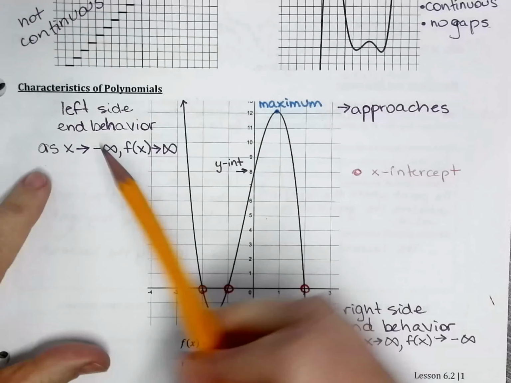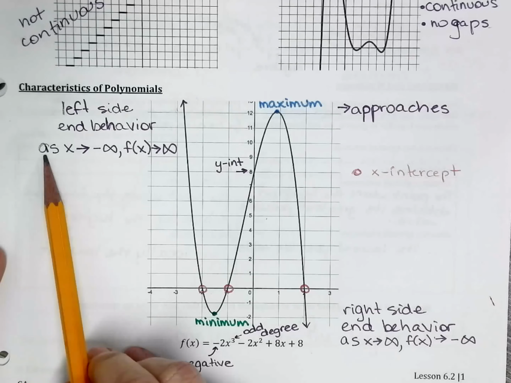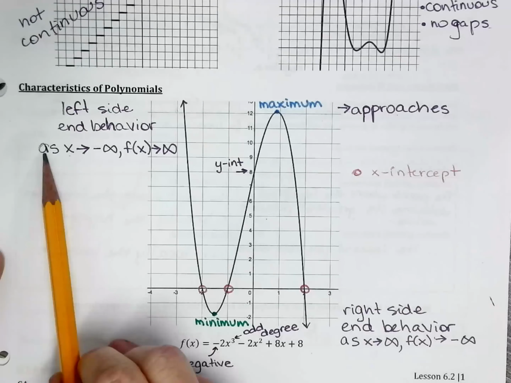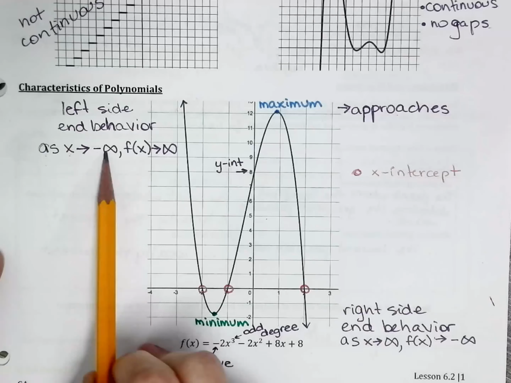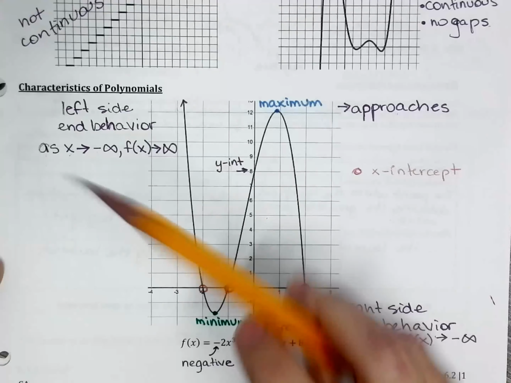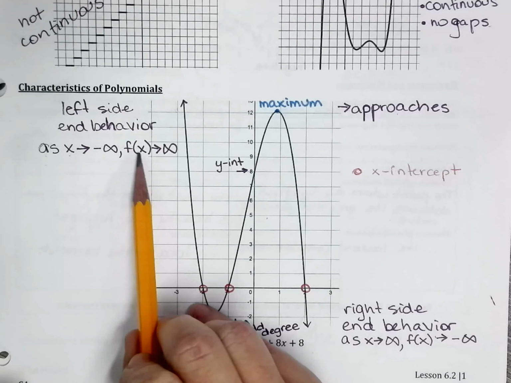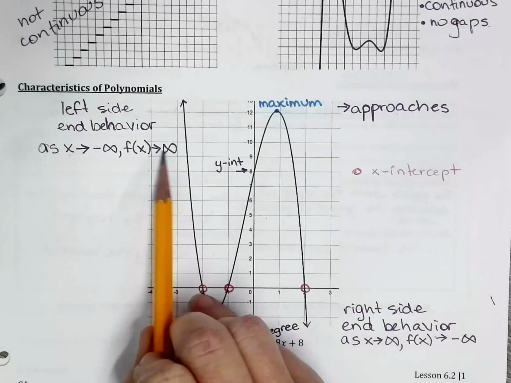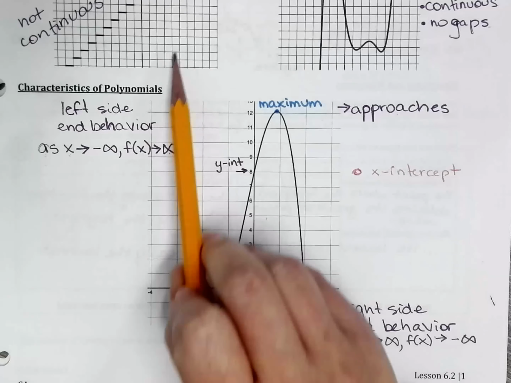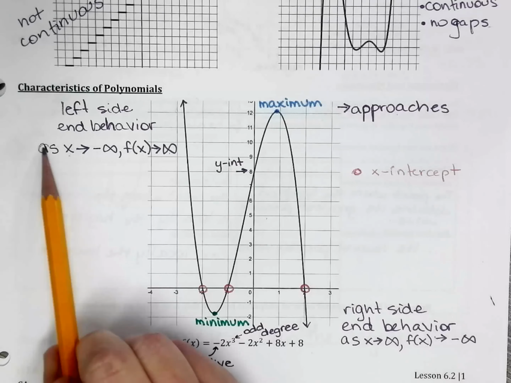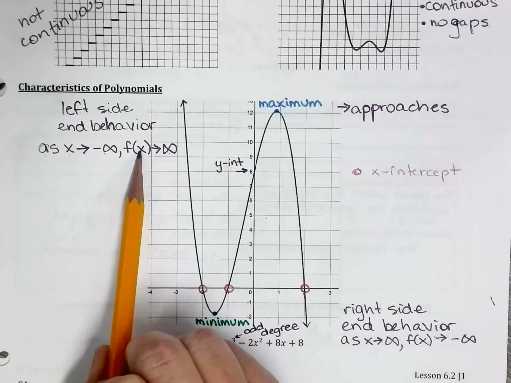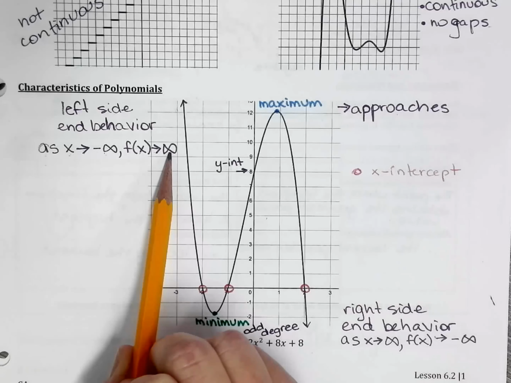So left side end behavior, as x approaches, so this arrow means approaches. So you read as x approaches negative infinity. So right there, x is approaching negative infinity because it's going all the way over to the left. Then f of x, or y, approaches what? Well, approaches positive infinity because see how it's going all the way up to positive infinity. So as x approaches negative infinity to the left, then f of x, or y, approaches positive infinity.